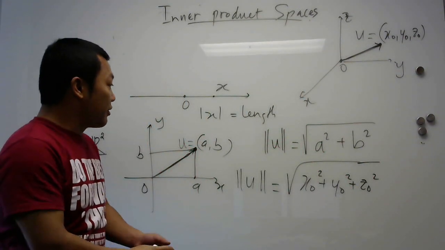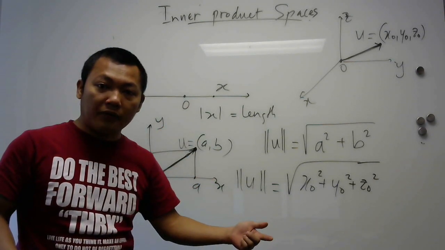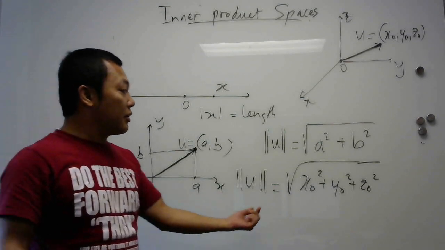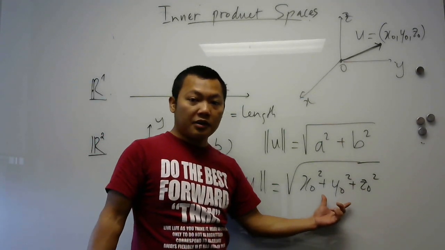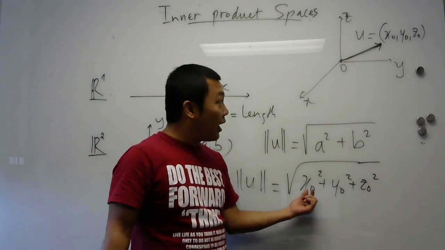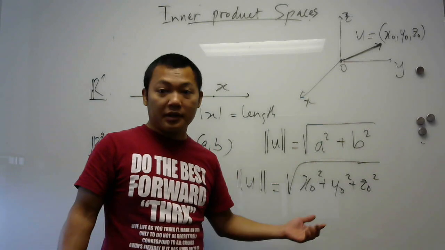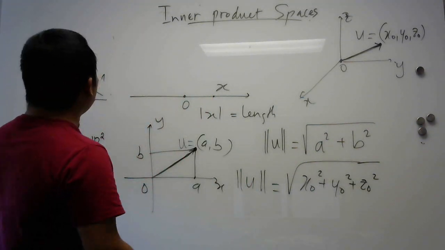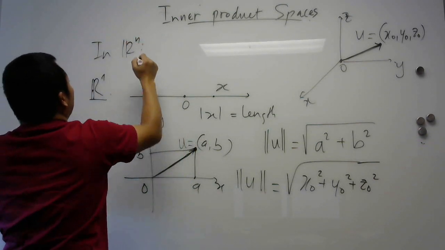Of course, when you increase the dimension to R4, R5, and Rn, you just add one more term in this sum, like t0 squared, and so on. But anyway, let's write out the formula for the case Rn.